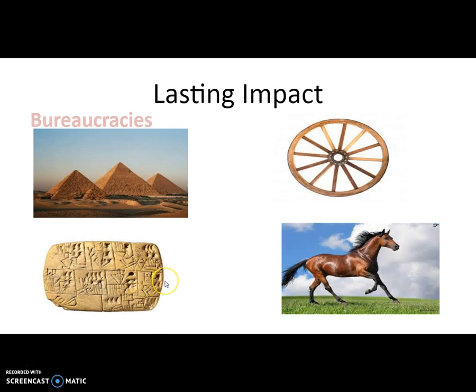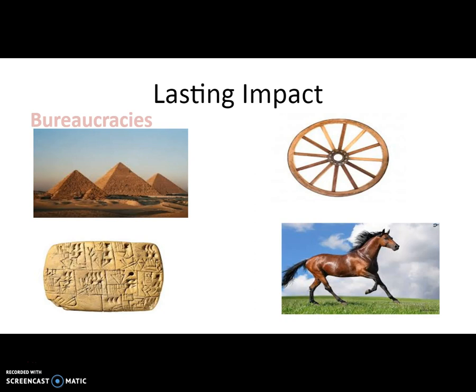Cuneiform by the Mesopotamians. But as civilizations expanded, the need for more resources led to environmental concerns. Finally, the accumulation of wealth spurred warfare between communities. This violence drove the development of new technologies of war and urban defense.